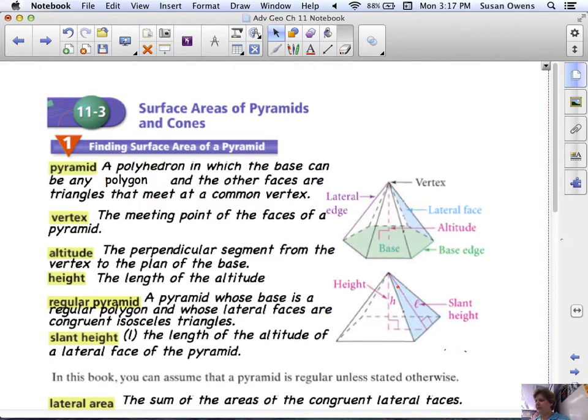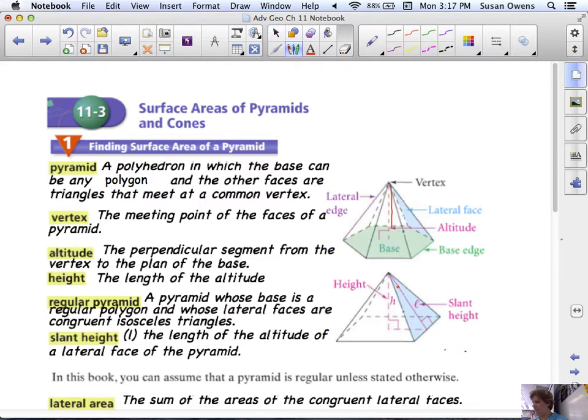First, we have a pyramid. It's a polyhedron in which the base can be any polygon and the other faces are triangles that meet in a common vertex. The vertex is the meeting point of the faces of the pyramid. The altitude is the perpendicular segment from the vertex to the plane of the base. So you can see in the picture we have the altitude here, and it's got to be perpendicular to the base.